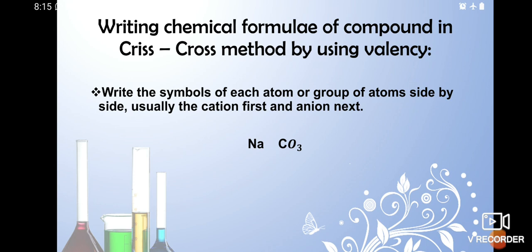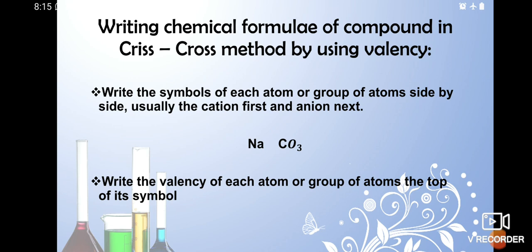So, first of all, we have to write the symbols of those atoms, side by side. First, write the cation which is going to donate the electron, and the second one is the anion. You have to follow it in this way.